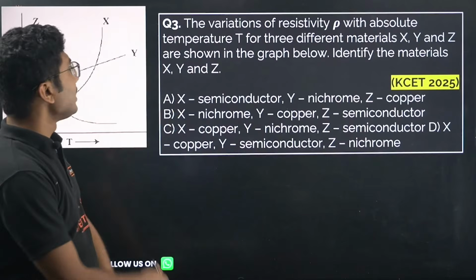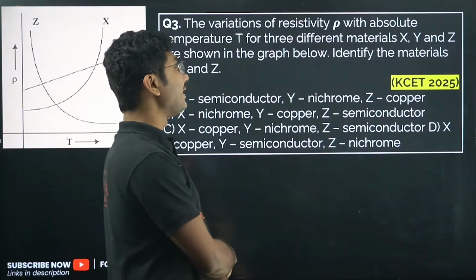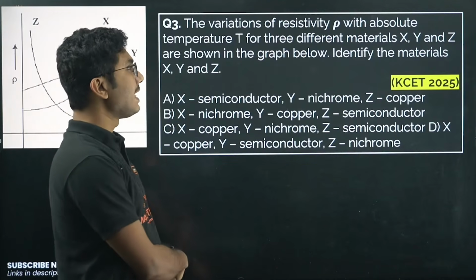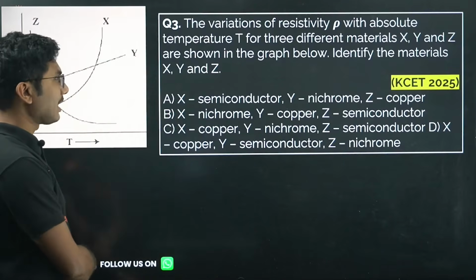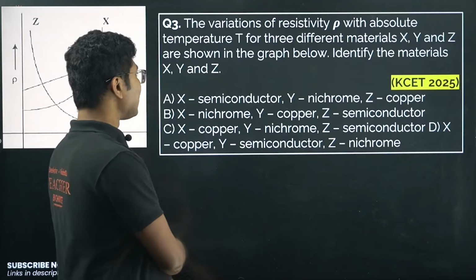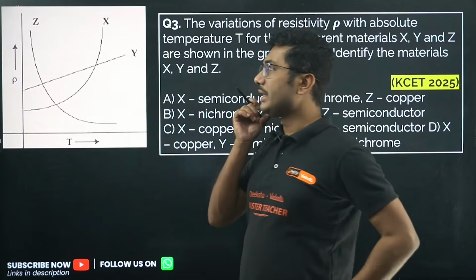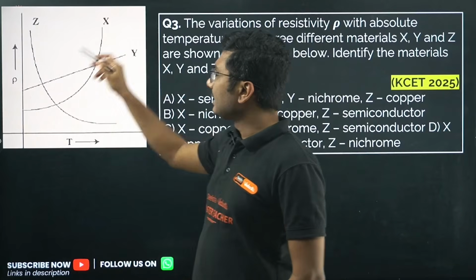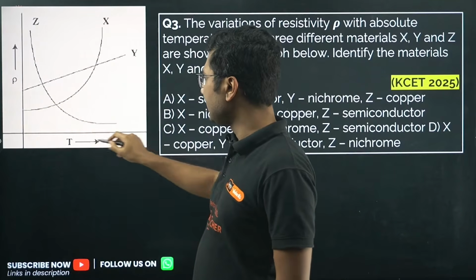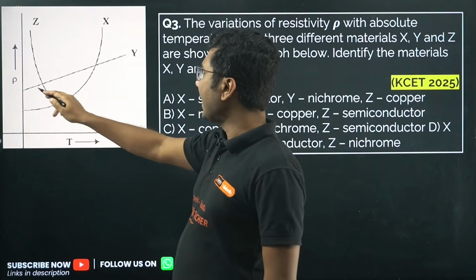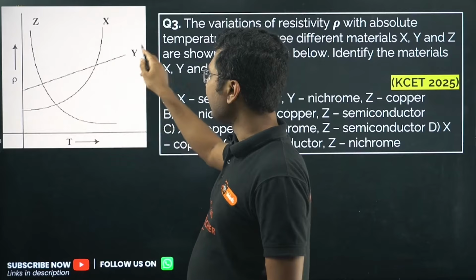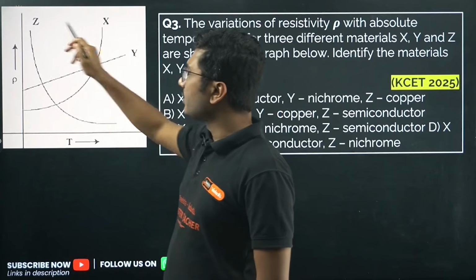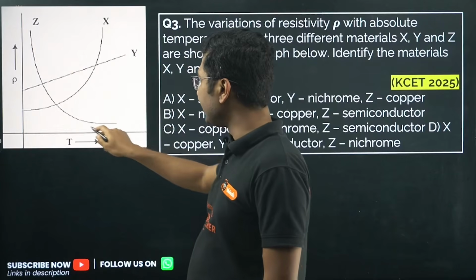Now next question. The variation of resistivity rho with absolute temperature T for 3 different materials X, Y and Z are shown in the graph. Identify the materials X, Y and Z. So here if you see the graph properly, here we have X, Y and Z. For X, the resistivity increases with increase in temperature. For Y, resistivity is almost flat, it is changing linearly with temperature, but it is almost constant. And for Z, resistivity is decreasing with temperature.